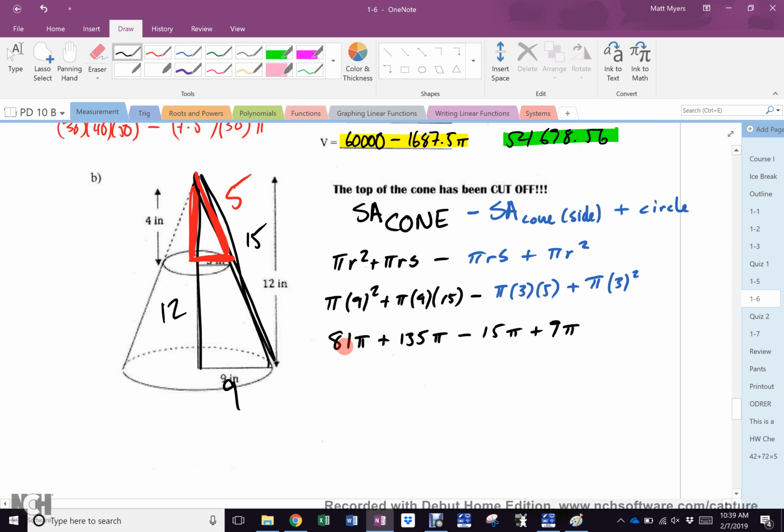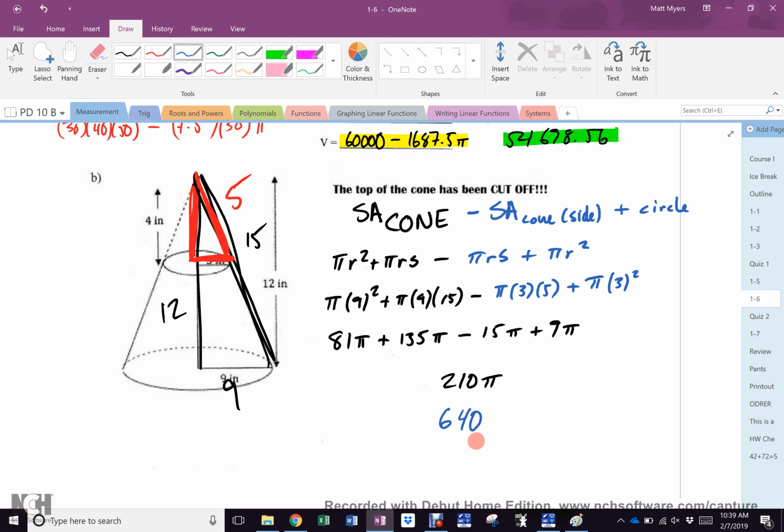Do the math. 81 and 135 is 216. Minus 15 is 201. Plus 9 is 210 pi. And of course, the answer in real life is 210 times 3, which is approximately 630, but pi is 3.14, so I'm going to say it's probably around 640. I'm not going to do that math because there's no need.